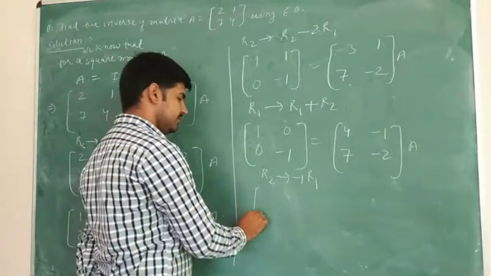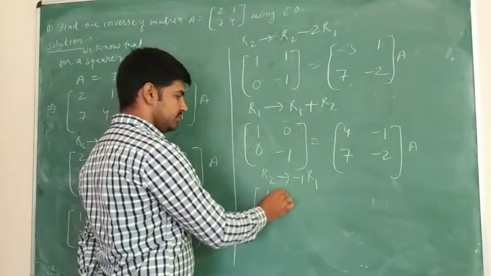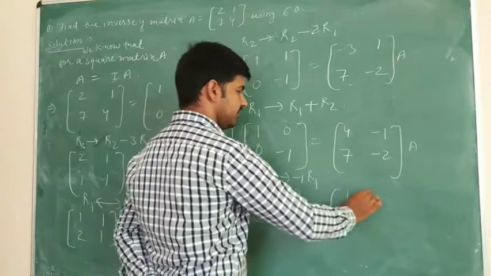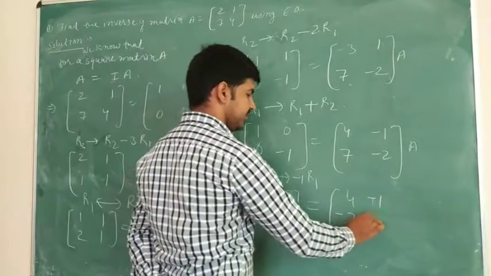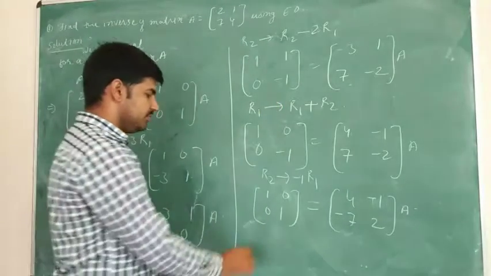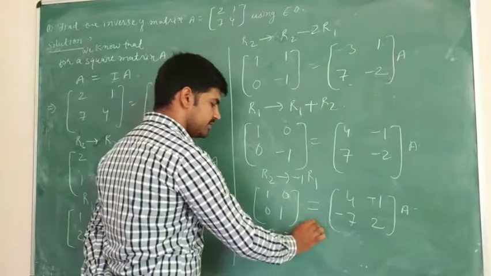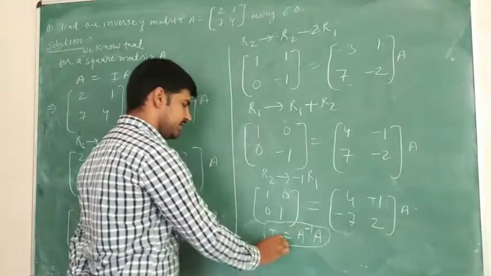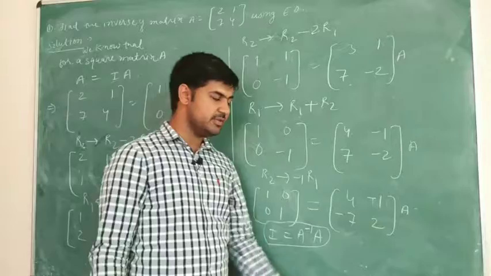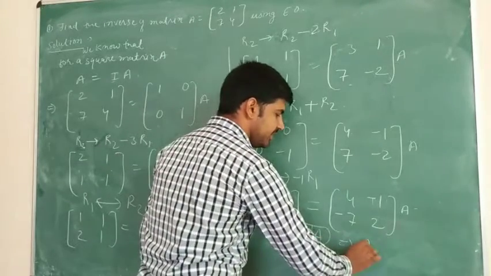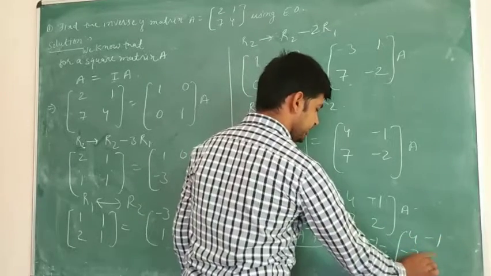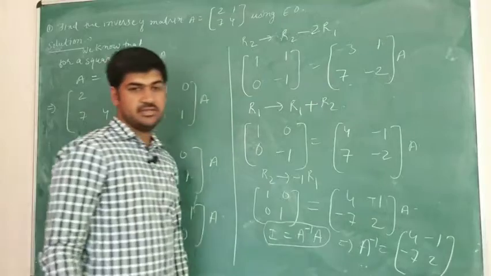So when we use this, we get 1 0 0 1, which means this has become an identity matrix, is equal to this side 4 minus 1 and this is minus 7 and plus 2, and times A is what we have got, students. Now we know that I is equal to A inverse times A. This is a fact. So if an identity matrix is equal to some matrix times A, it means this matrix is the inverse of A. So we can write this implies that A inverse is equal to 4 minus 1 minus 7 2.